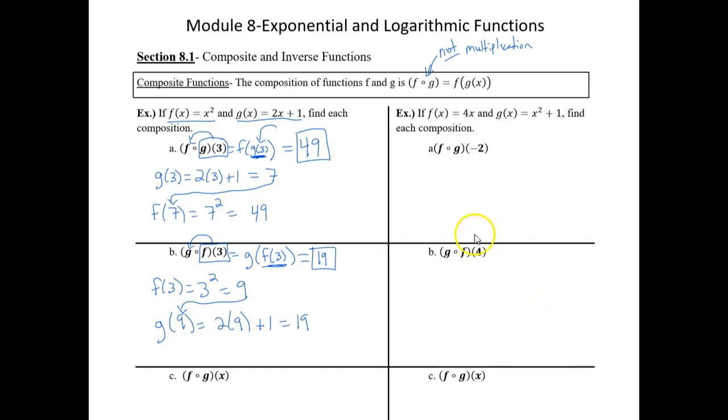Go ahead and try the two on the right hand side.